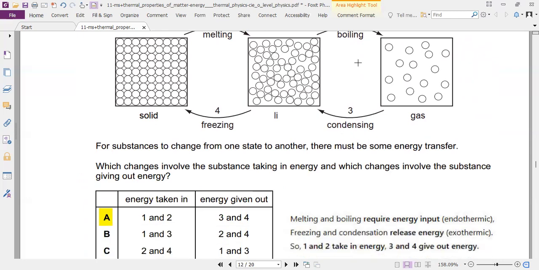So melting and boiling require energy input. Freezing and condensation requires releasing of the energy. So 1 and 2 take in energy, 3 and 4 give energy.